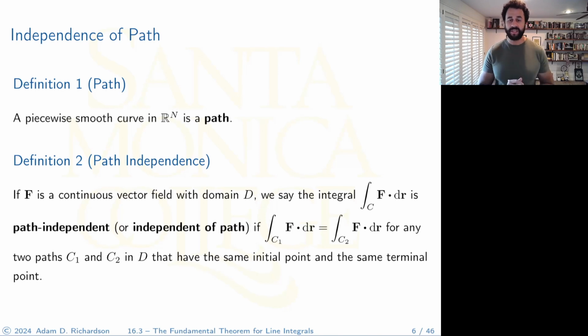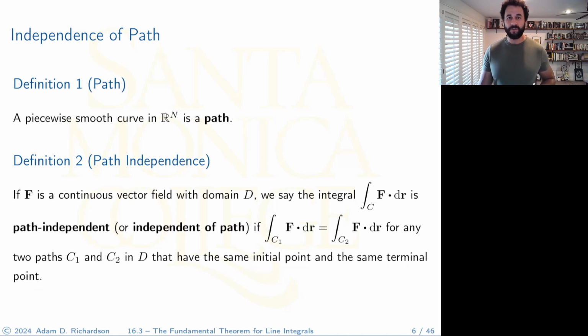And so what do we mean when we say path independence? So a vector field f, if it's a continuous vector field on a domain D, we say that the integral of f over a curve C is path independent, or independent of path, if the integral of f over C1 is equal to the integral of f over C2 for any two different paths in D that have the same initial point and the same terminal point. Okay, so that's a bit of a mouthful.